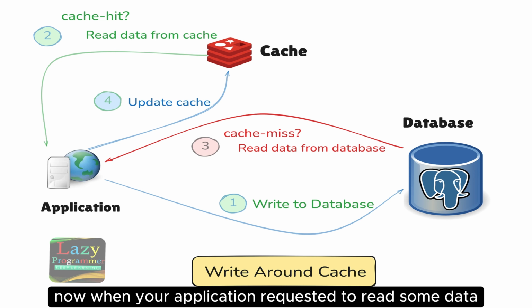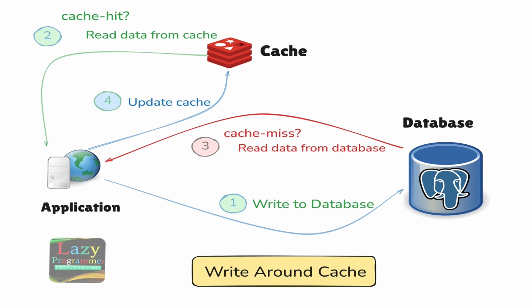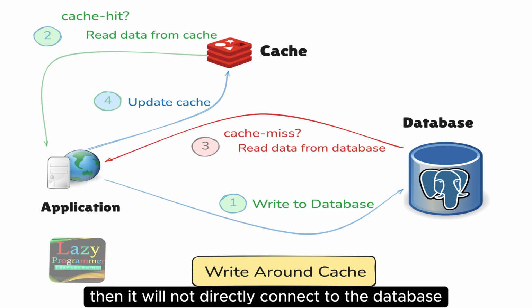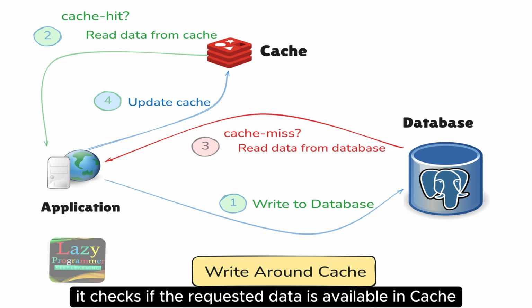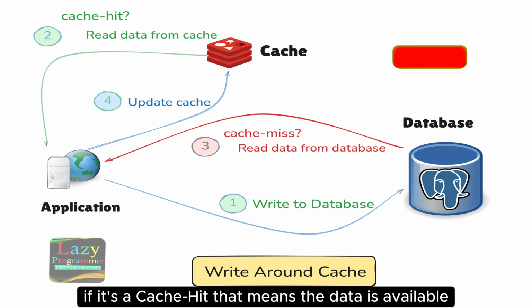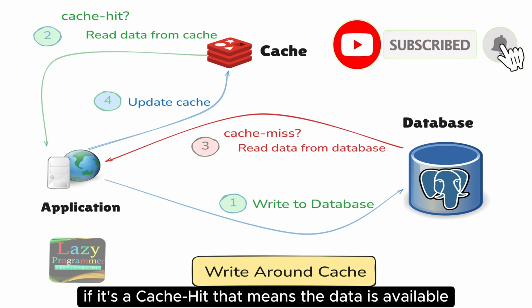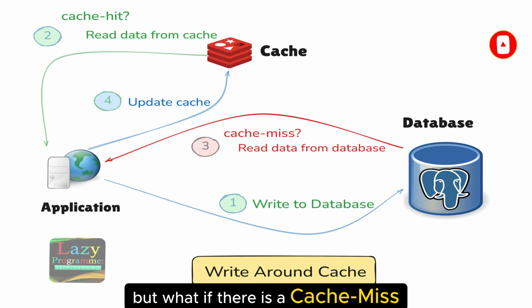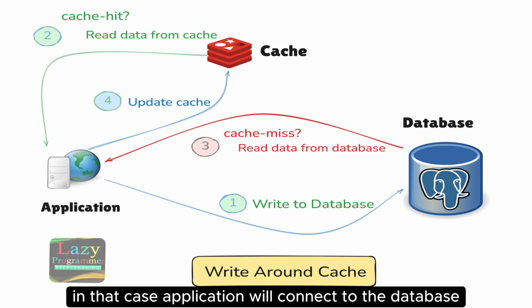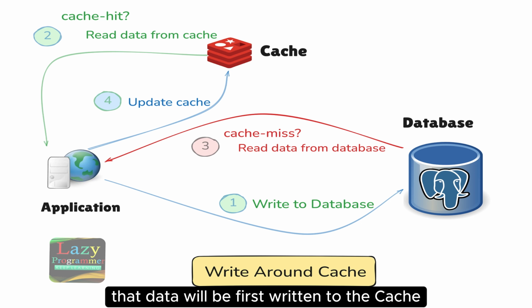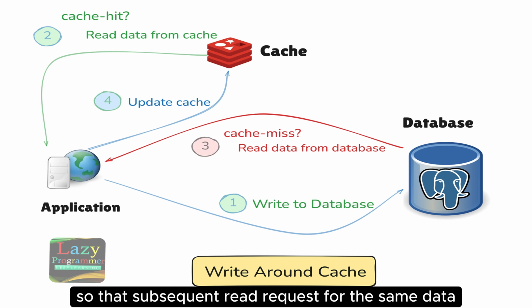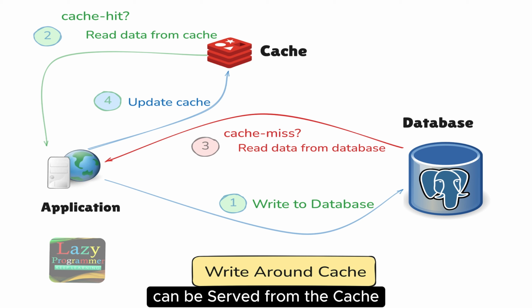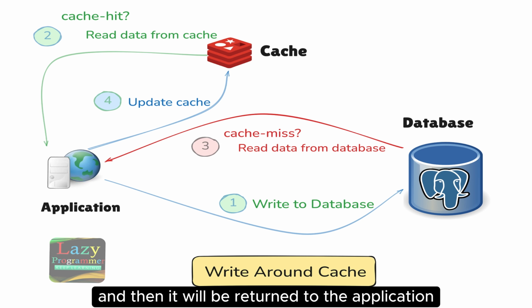Now when your application requests to read some data, first it checks if the requested data is available in the cache. If it is a cache hit, that means the data is available, then the same data will be returned to the application. But what if there is a cache miss? In that case, the application will connect to the database to fetch the required data. That data will be first returned to the cache so that subsequent read requests for the same data can be served from the cache, and then it will be returned to the application.